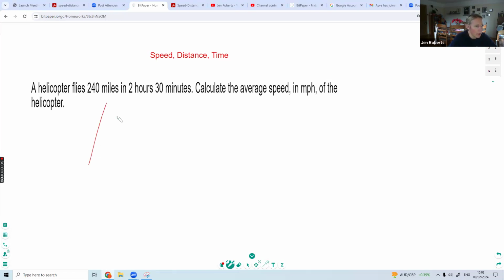So remember I taught you to use these speed, distance, time triangles. Got speed, distance, time, always have to go in those exact places. So what have we got here? 240 miles, it's a distance, right? Time, 2 hours, 30 minutes. We're working out the average speed. Let me just put everything in the correct place in the triangle. Speed is unknown. Distance is 240, so that needs to go at the top.